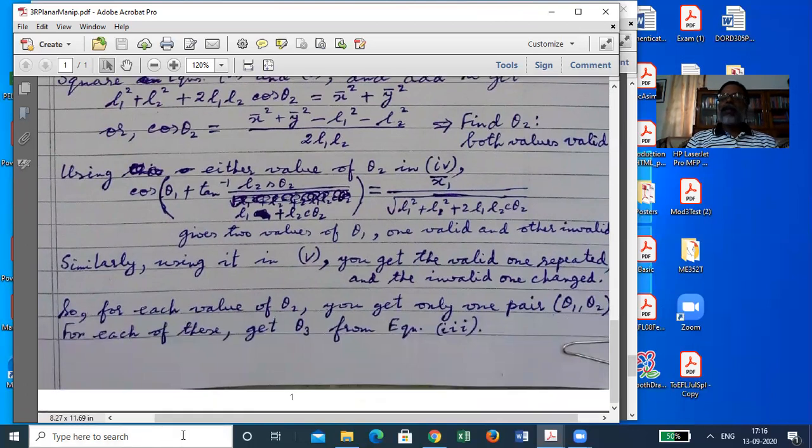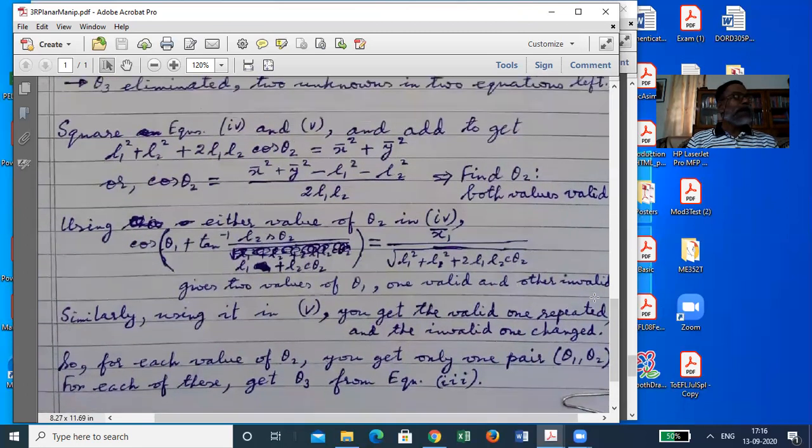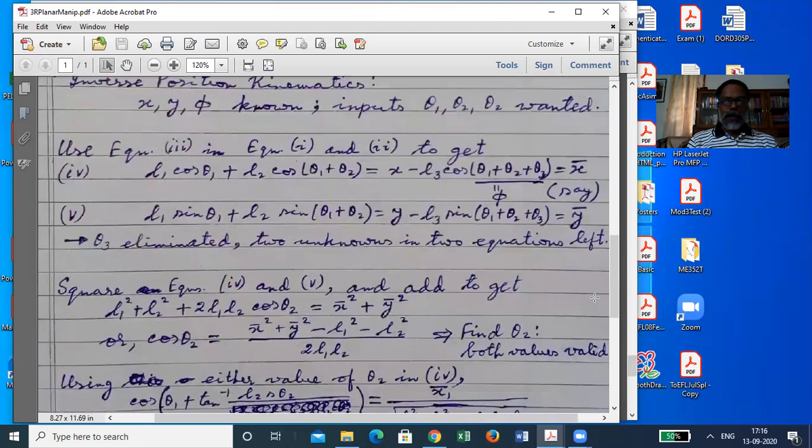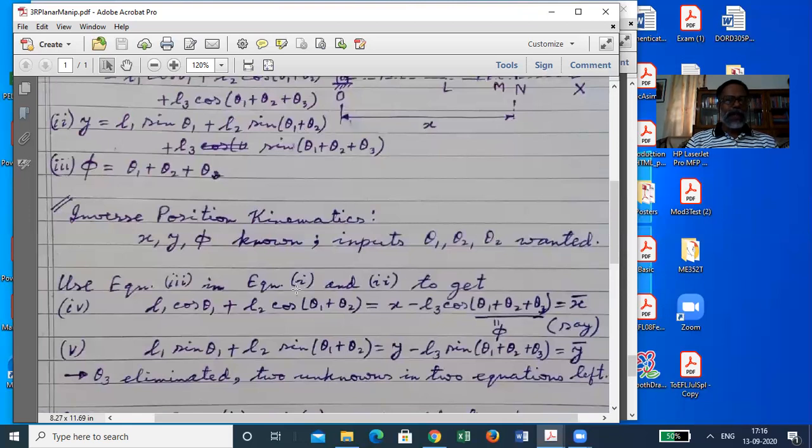For each of these pairs, knowing theta 1 and theta 2 values, you can then put that at the top, in equation 3, which you originally used to eliminate theta 3. Now, with known theta 1 and theta 2 values, you can put them there and get theta 3 trivially. Okay, this is the inverse position kinematics problem. This is how you solve for planar cases, which is very straightforward.